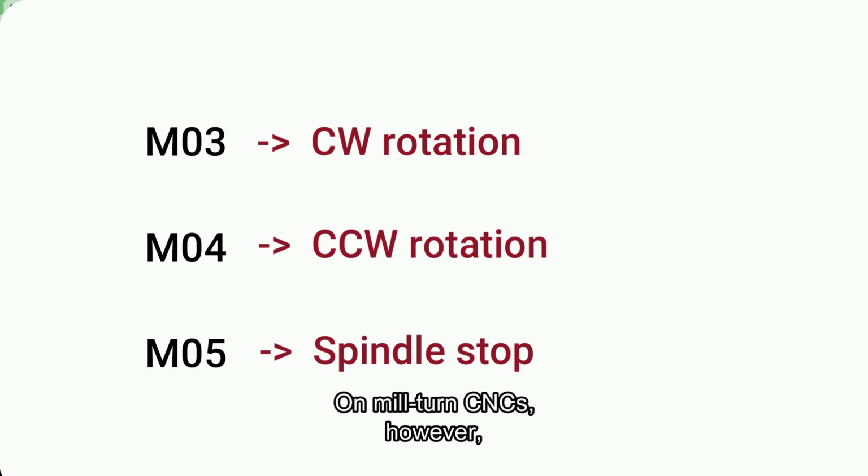On millturn CNCs, however, other spindle M codes are defined separately for the main spindle, subspindle, turrets, and the axis heads. I'll give an example of that in a few minutes.